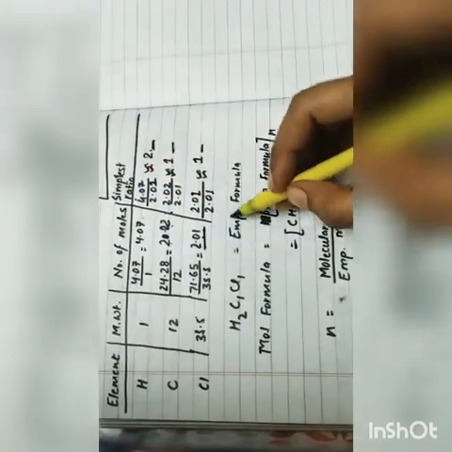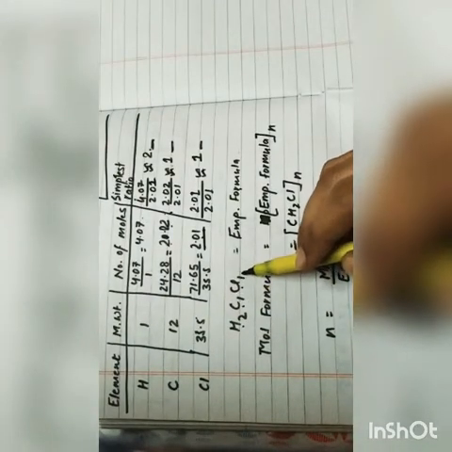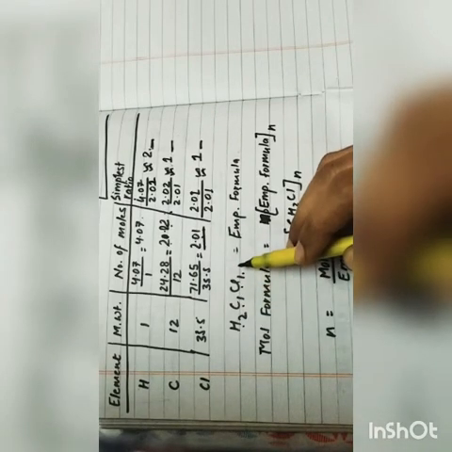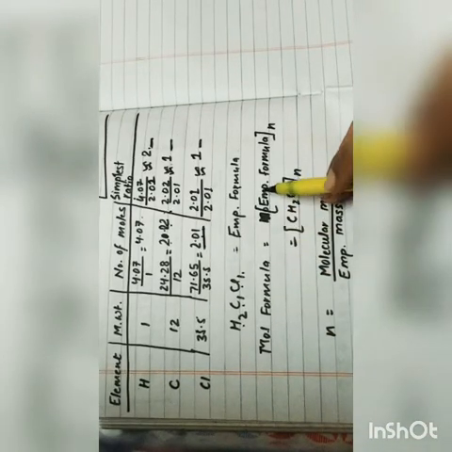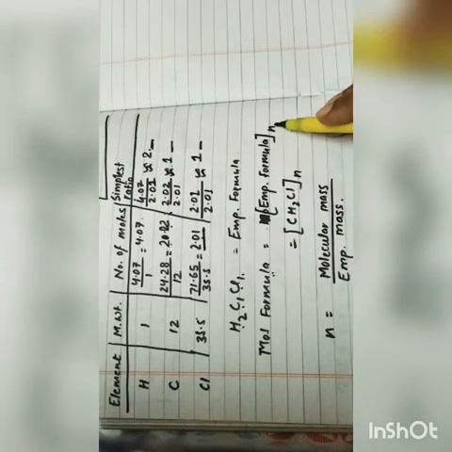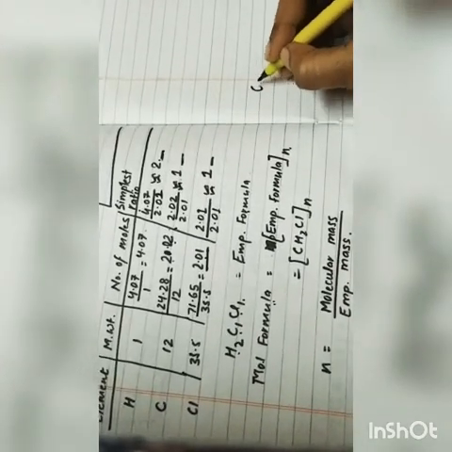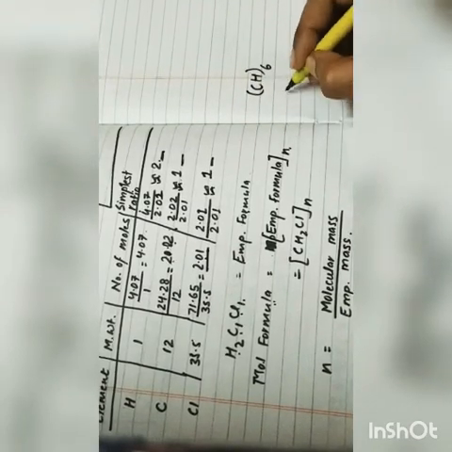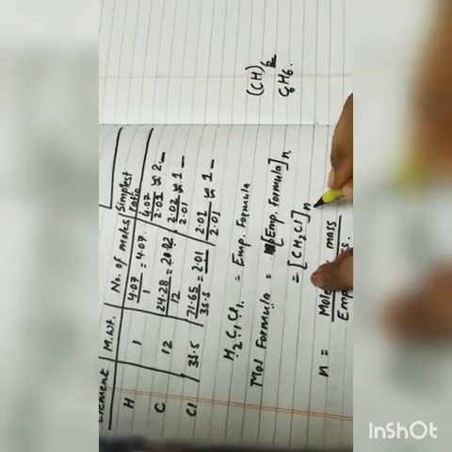As you all know, empirical formula is the simplest ratio that exists between the atoms of a particular compound. So hydrogen 2, carbon 1 and chlorine 1. Now, if you want to calculate the molecular formula, molecular formula is equal to empirical formula into n. How can you calculate it? Take an example of benzene. The empirical formula of benzene is CH, so here n is 6, so the molecular formula of benzene is C6H6. Got it? So 6 is n.